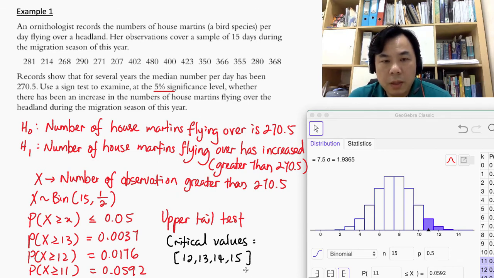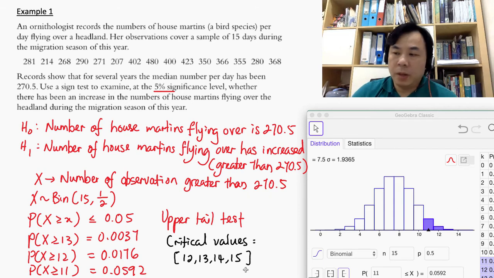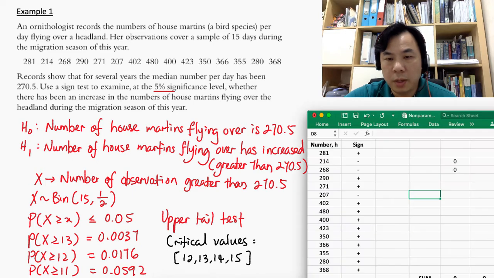Once you have done the setting up of the critical values or critical region, the next part will be to go back to the sign that you have set up. Now in my case it's through my Excel sheet here. I'm looking at a positive sign because it's greater than. So I'm going to count how many positive signs there are, which means those house martins that are above 270.5. So I have 1, 2, 3, 4, 5, 6, 7, 8, 9, 10, 11, 12. So I have 12.